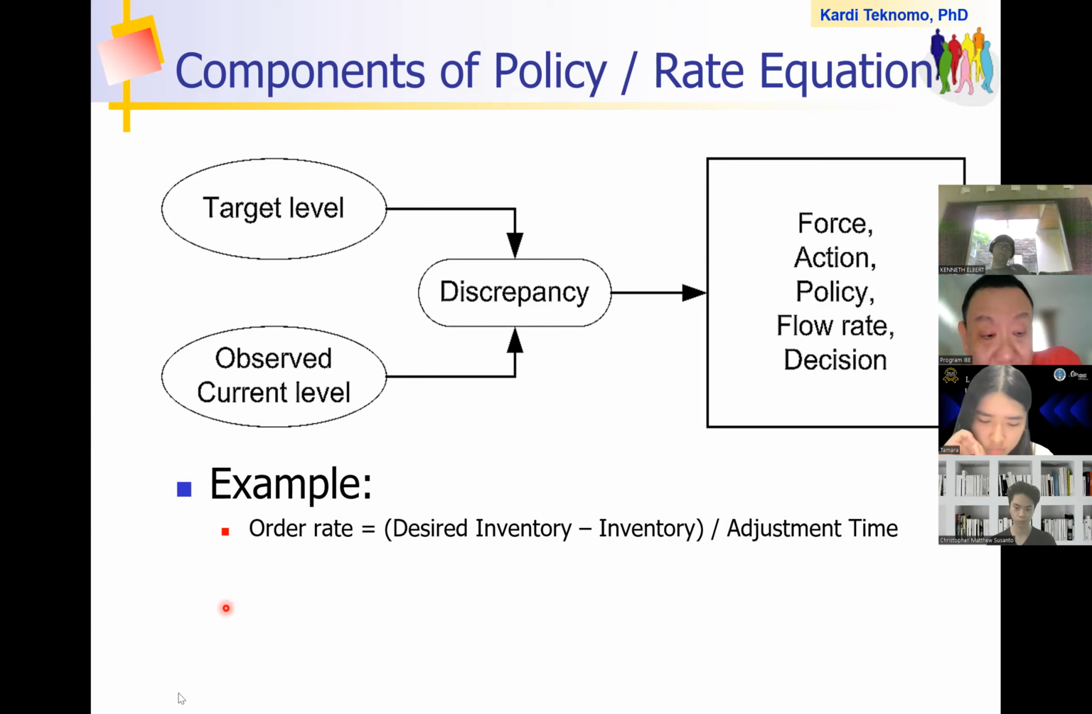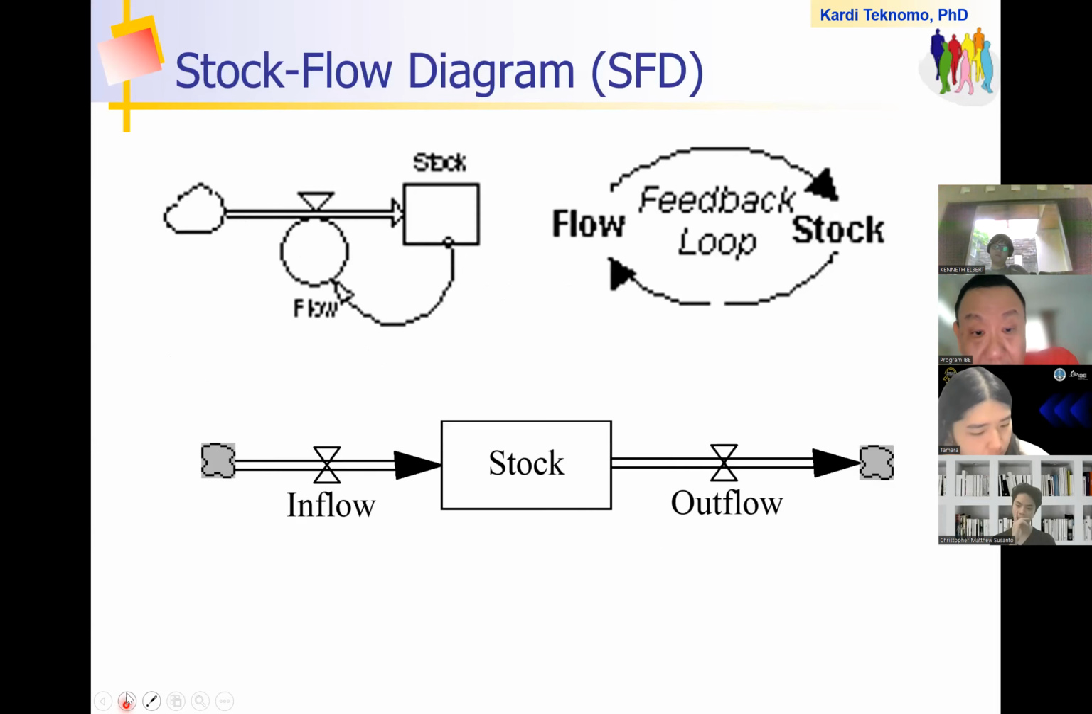Okay, this is how you create the system. So you create the action, which is the rate. Then you ask, how about the level? The level is given, because the level is always accumulation, so it's very easy. So what you design is the rate.